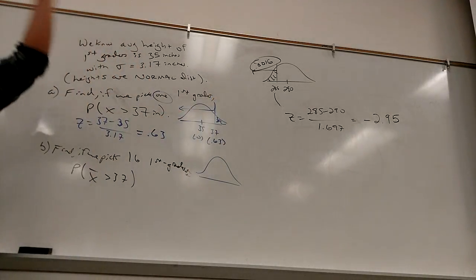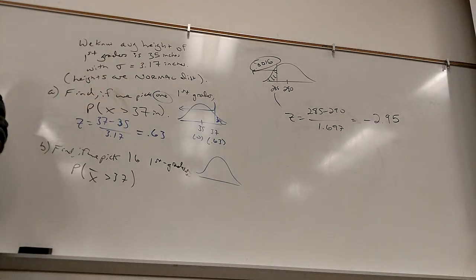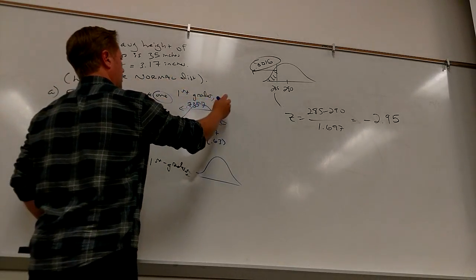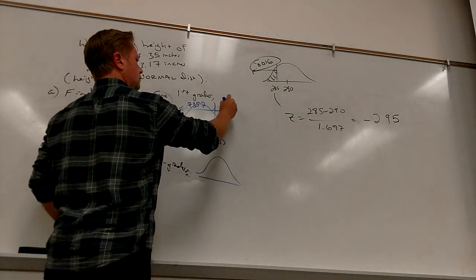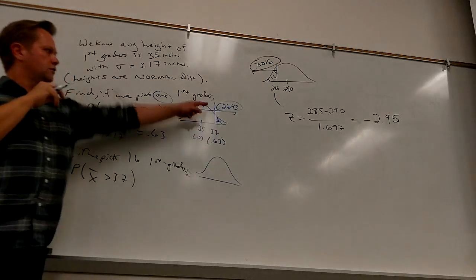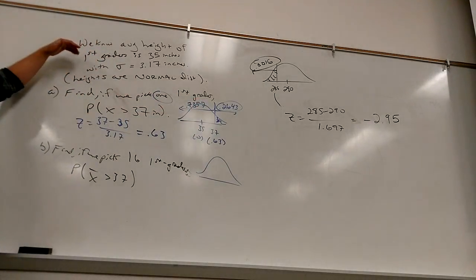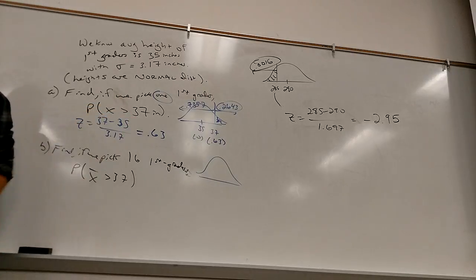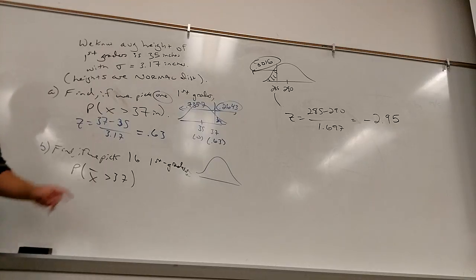And, of course, then I have to adjust it to be the other side. 0.7357. So over here you get 0.7357. So over here you're going to get about a 26% chance to randomly pick one first grader who's taller than 37 inches, right? I like it.